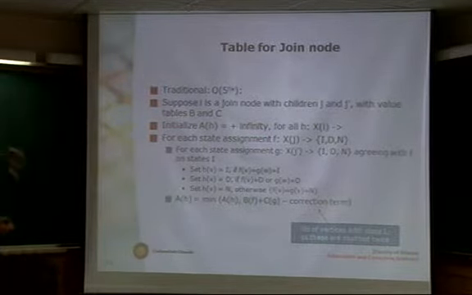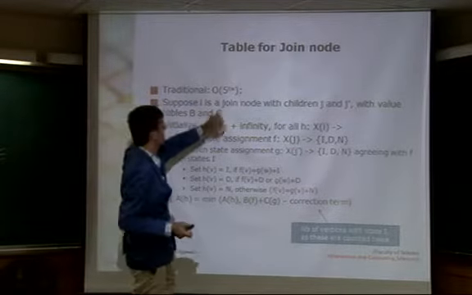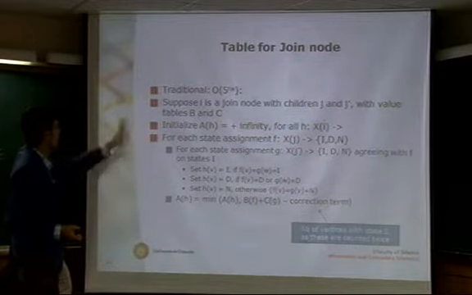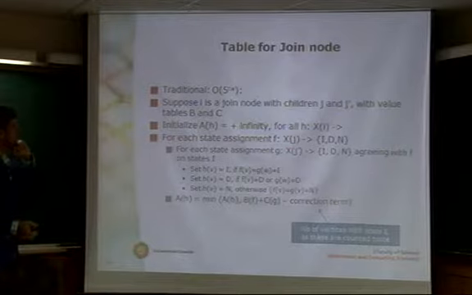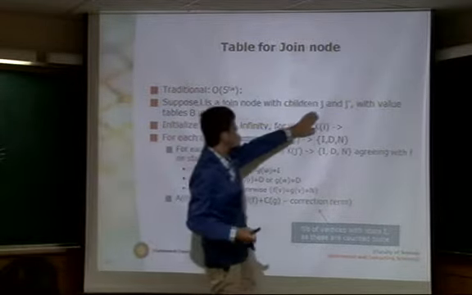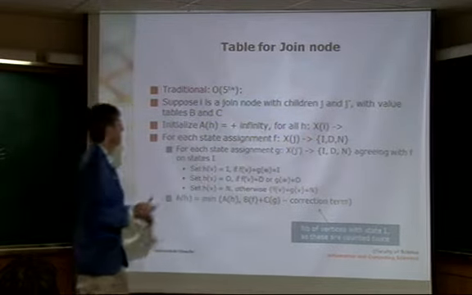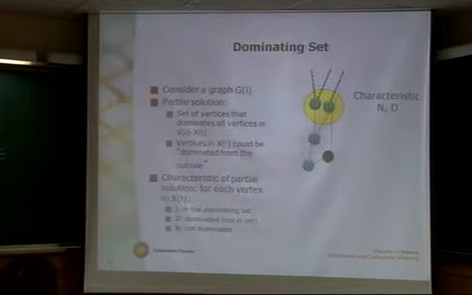The traditional algorithm uses a 5 to the n algorithm, or actually, if you don't look closely, it's a 9 to the n, and we'll see later that you can actually improve on this. So suppose I have a join node with 2 children, say I is a join node with children j and j prime, so you glue these graphs together. Let's just quickly go to the picture again.